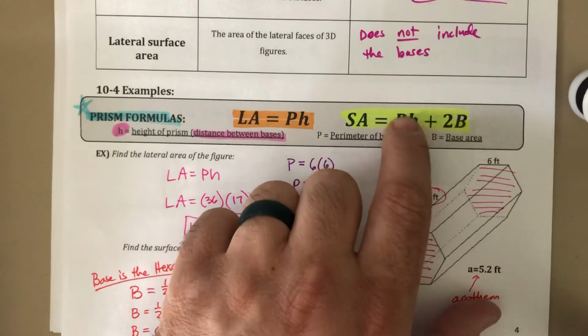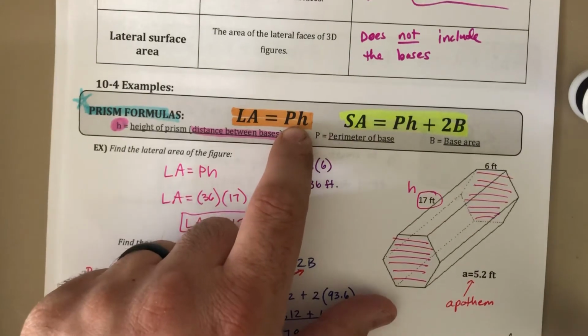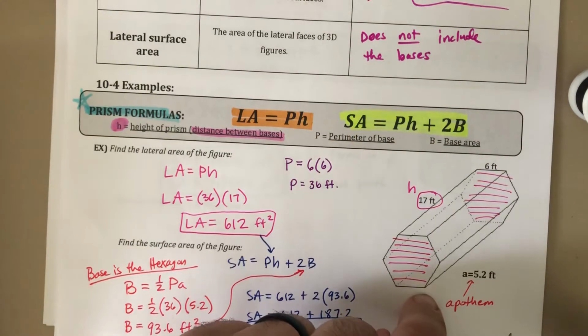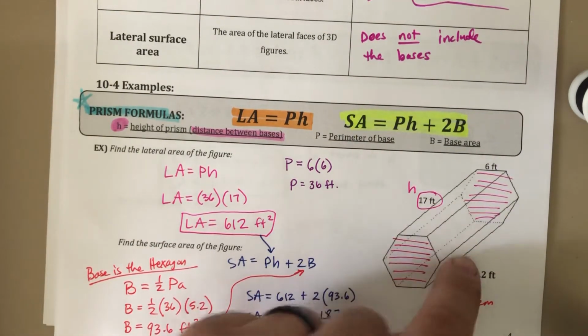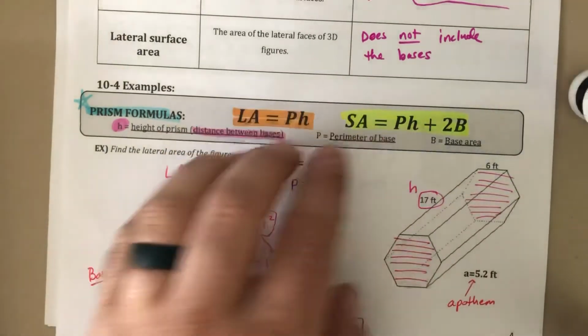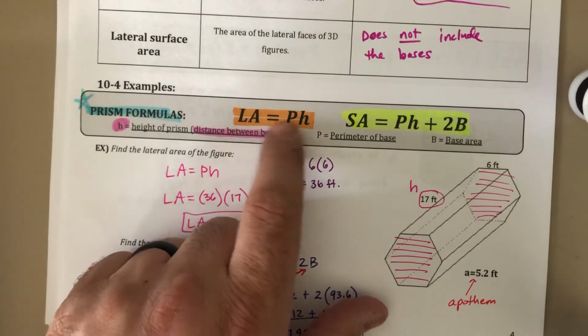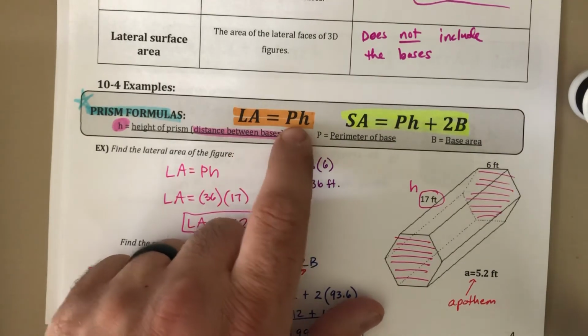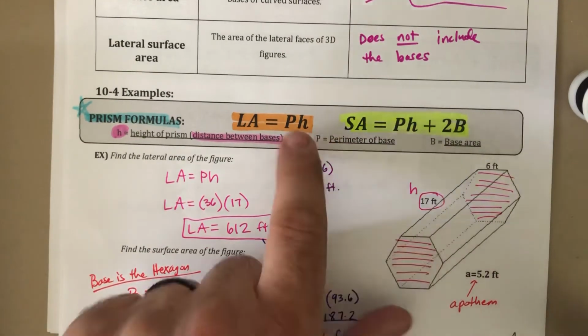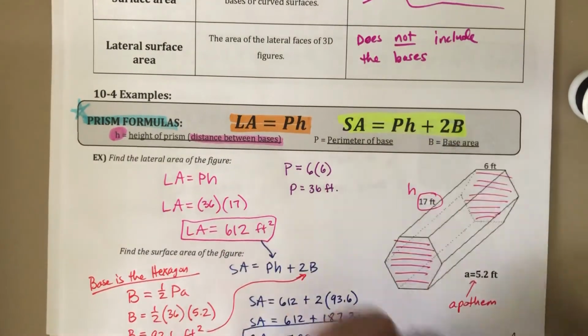Well, that P times H, that looks like this, and it's not a mistake here, right? To find surface area, you can do all the areas of the rectangles plus the area of the bases, and that's exactly what this is showing. So lateral area is in the formula. That's the only reason we talk about lateral area, is to get to surface area, which we need that area to be able to get to surface area.